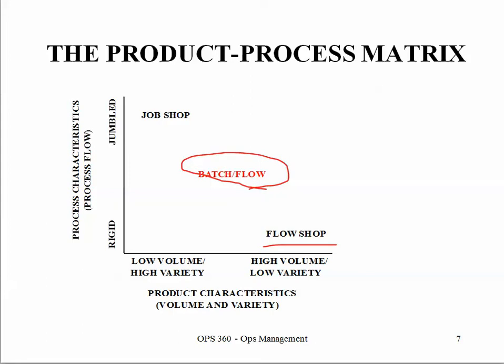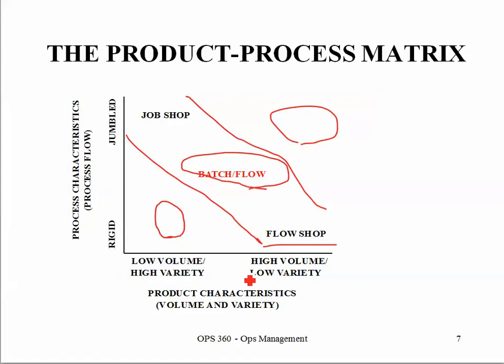Thinking then is that you want to be on the diagonal. You want to be on this diagonal here. If you're off the diagonal, if you're say up here or you're down here, that's an inefficient way to run your business. If you make high volumes of just a few things, you're going to want to set up business as a flow shop. If you make lots of different things but at fairly low volume, you want to set up business as a job shop. If you're somewhere in between in terms of your product characteristics, then you're going to want to run a batch flow operation.